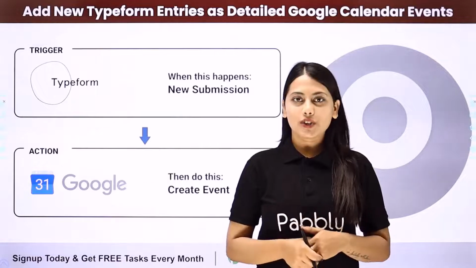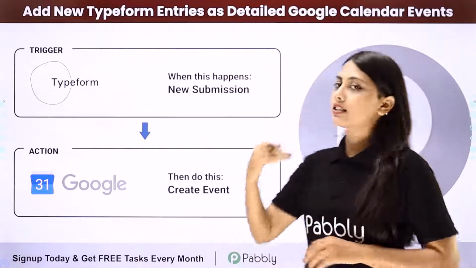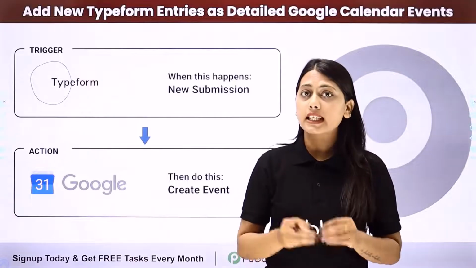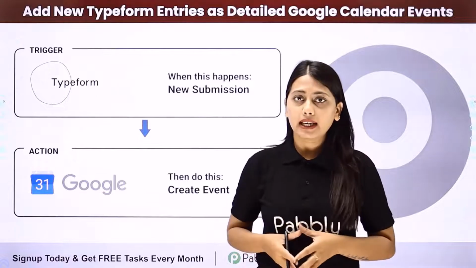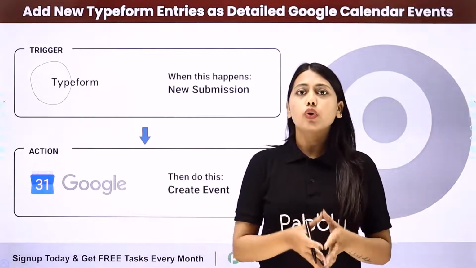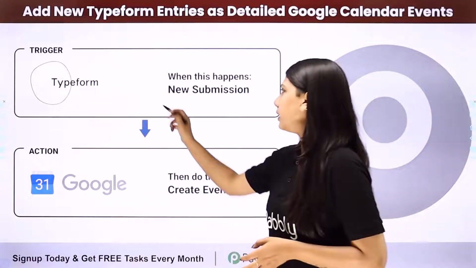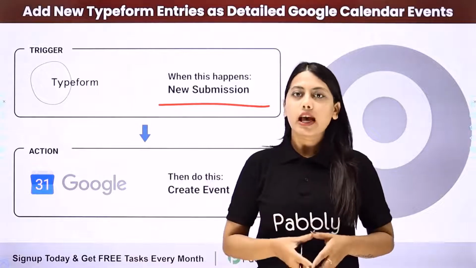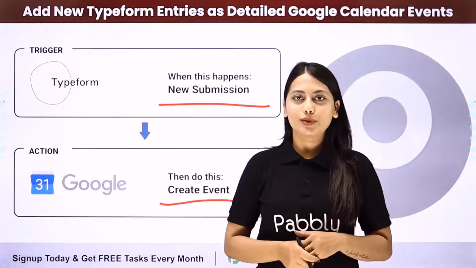Hello everyone, today we will learn how to add new Typeform entries as detailed Google Calendar events. Whenever you are getting an entry in your Typeform, that is a new submission, you want it to be added as a new Google Calendar event. So we will be creating an automation with the help of Pabbly Connect, where our trigger will be the new submission done in Typeform, and our action will be to create that event in Google Calendar. Let us learn how to do it.